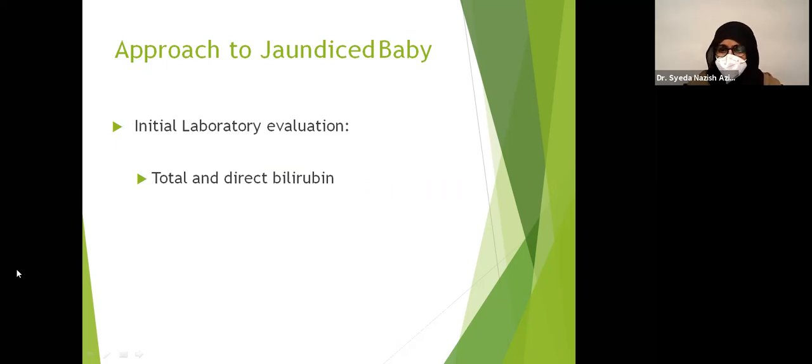If the baby is not very sick, we can just do a transcutaneous monitoring and see if the baby is at risk of developing complicated jaundice or not. But in case of presence of risk factors, we do always want to confirm it through a serum level.